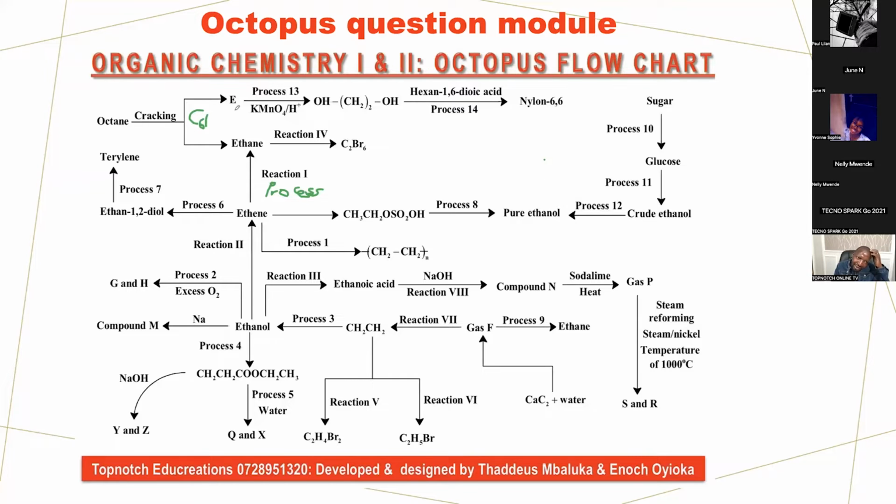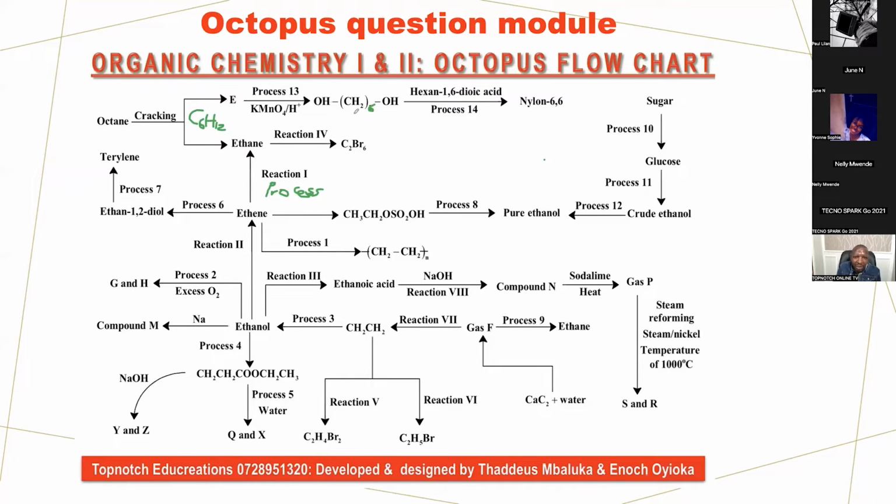So the hexane, once it is oxidized, this one, don't bother about this one. This one should be, this is a mistake here. This one is CH2 to 6, and this will be hexane 1,6-diol. But that one cannot be tested like that. We are just going to give you the final answer.